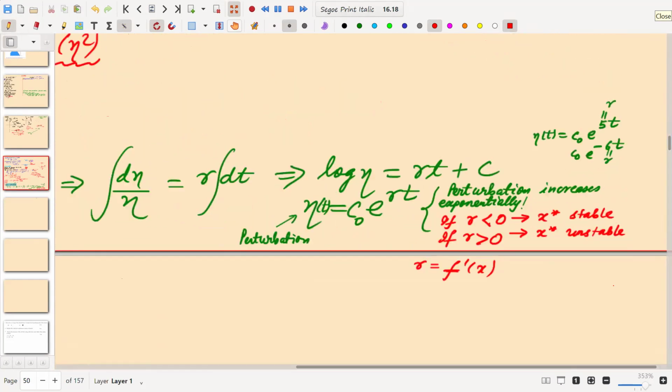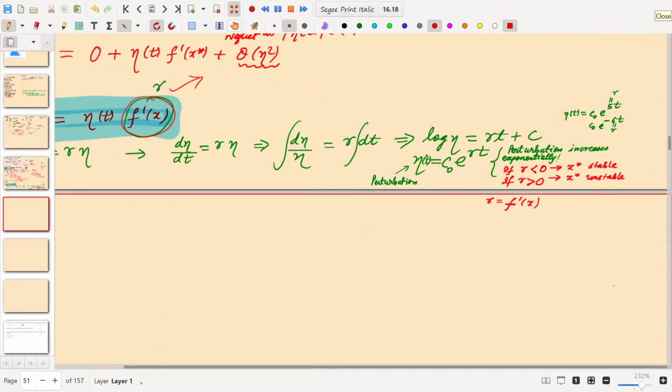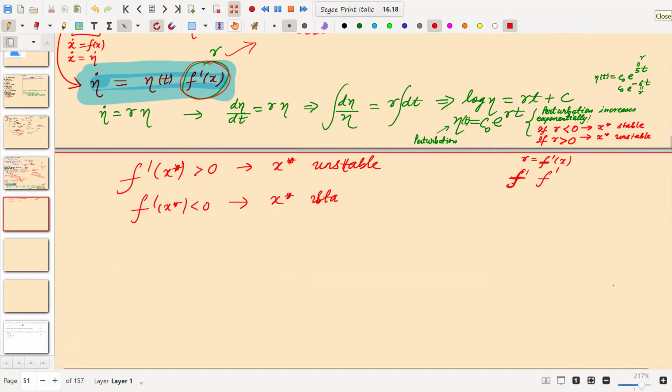So can you see that if f prime, the derivative of f at x star, is greater than 0, then your equilibrium point is unstable, right? Now, if f prime of x star is less than 0, it means your fixed point or equilibrium point is stable.